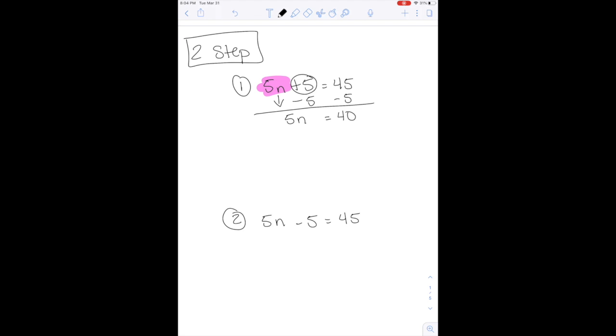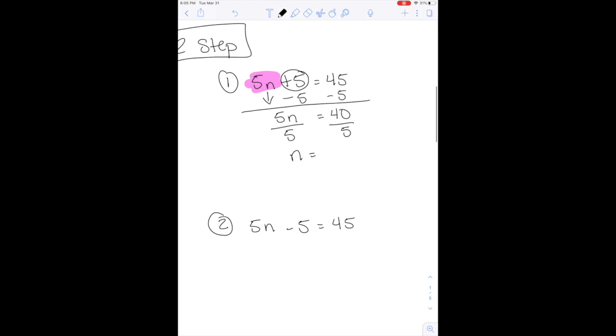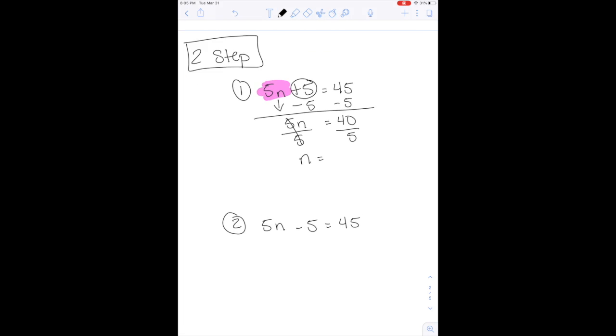If we remember back, now we're at a one-step equation. We only have one step remaining. So you should know that a 5 next to an n is 5 times n. And in order to undo multiplication, we're going to divide. And we need to divide both sides by 5 so that n can be by itself. 5 divided by 5 cancels out, and we're left with n equals 8 because 40 divided by 5 is 8.